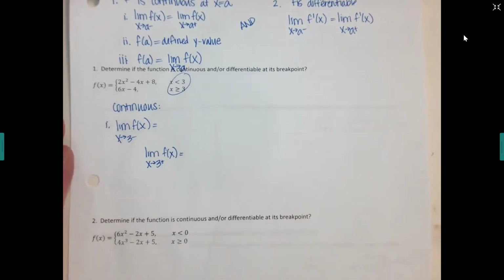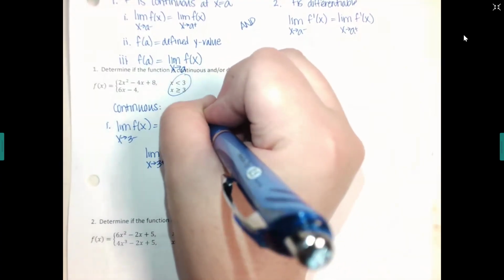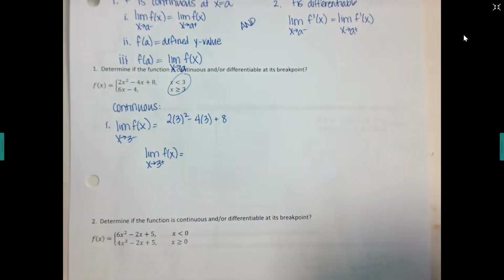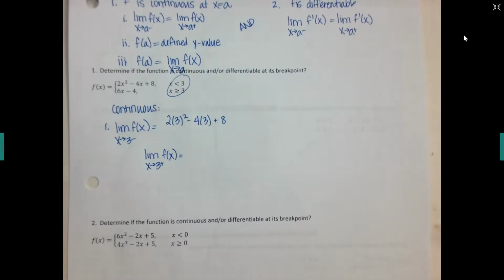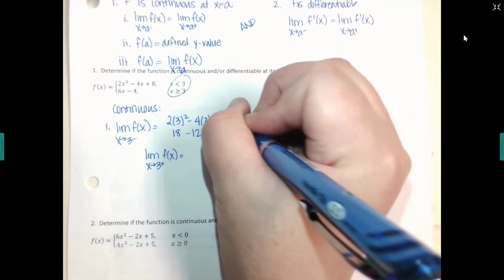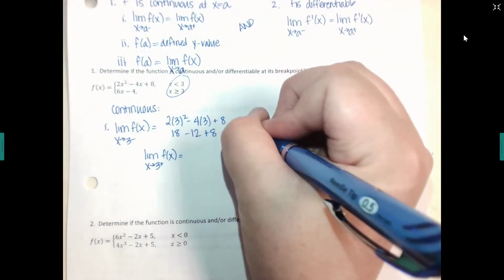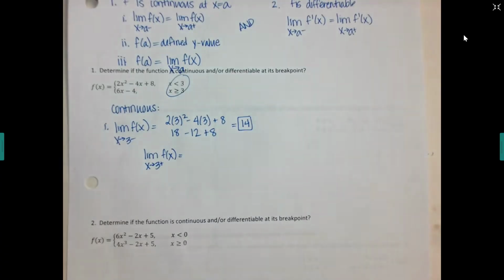Remember that for a left side limit, what do I want for x's? To be greater than 3 or less than 3 for a left side? Less than, so I'm plugging into the top. 2 times 3 squared minus 4 times 3 plus 8. Remember, follow PEMDAS. 3 squared is 9. 9 times 2 is 18. So we have 18 minus 12 plus 8. 18 minus 12 is 6. 6 plus 8 is 14. Okay, that's my left side limit.